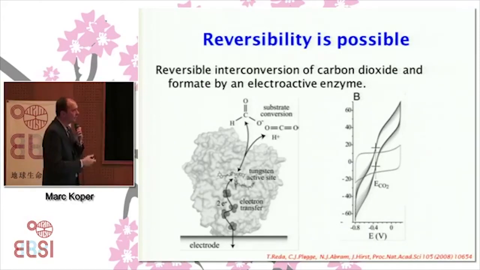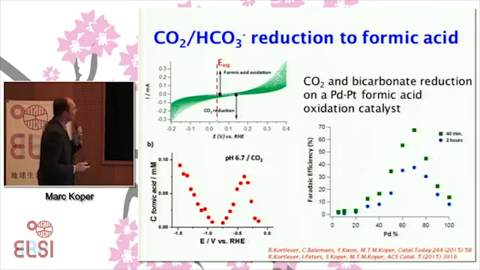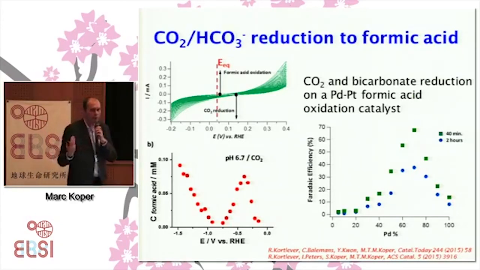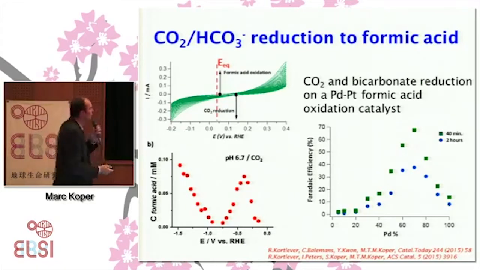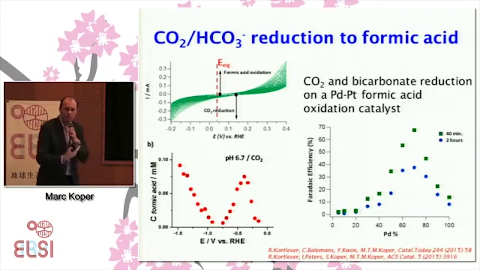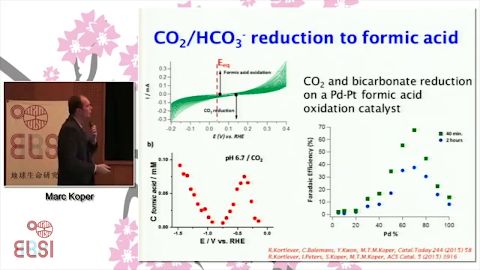And this inspired me to see if we can also do this with something that is not an enzyme. And this comes the closest to what we find so far. This is the reduction of CO2 on a platinum palladium catalyst. There's a lot of electrochemistry literature on formic acid oxidation, and the best catalyst that people found was a mixture of palladium and platinum. We just took that catalyst and ran it in reverse, and we found that we can reduce CO2 to formate with this catalyst.